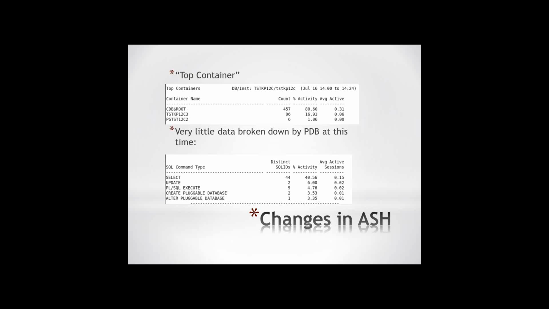What I wasn't as crazy about was that if I looked into the actual selects, the distinct number of SQL IDs, activity, active sessions, average active sessions, this was not broken down by PDB in any way. This is broken down across the board, so you're only looking at it from the container level. This could be challenging if you have 44 distinct SQL IDs that are selects, but you can't tell which pluggable database they could be coming from or just from the container. This is probably another area that's going to have future development from the guys at Oracle.